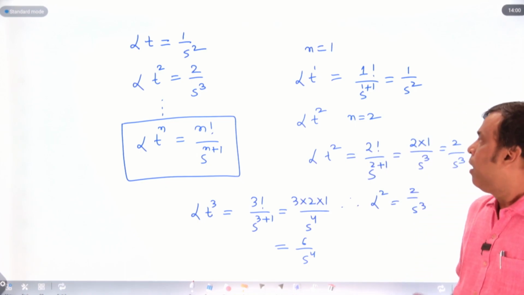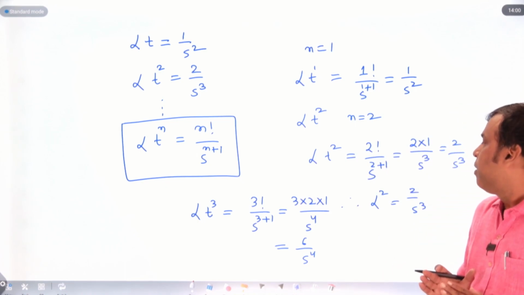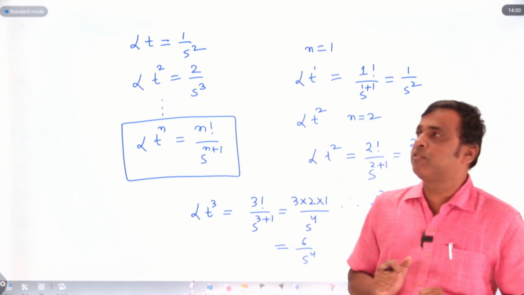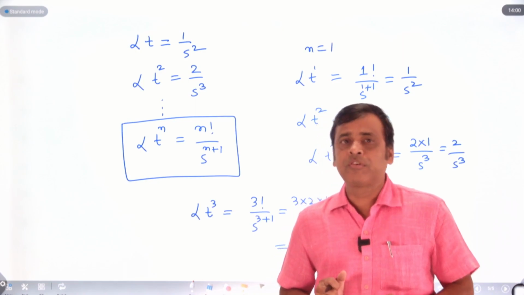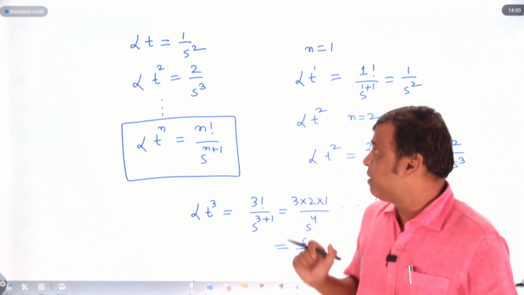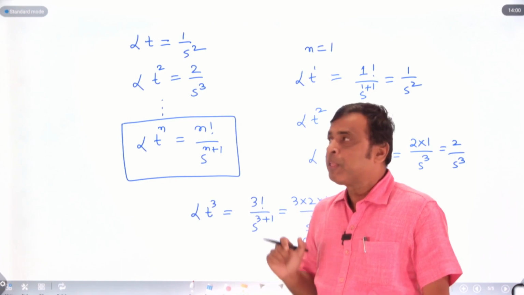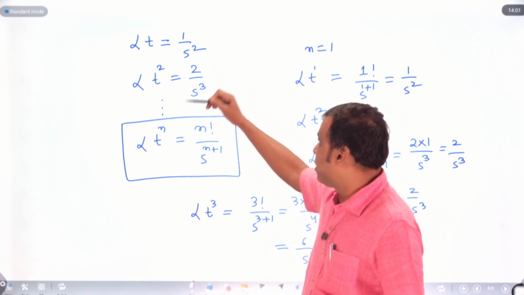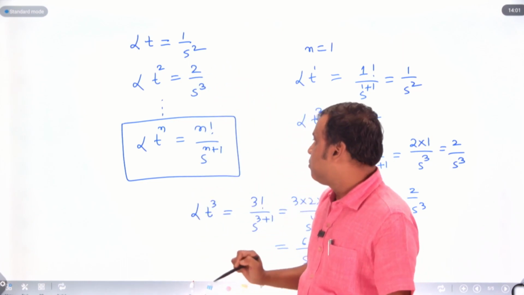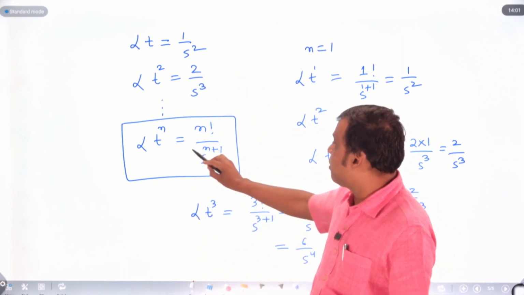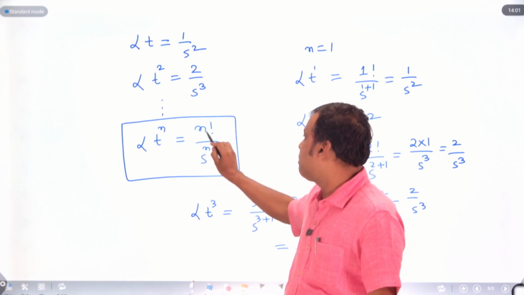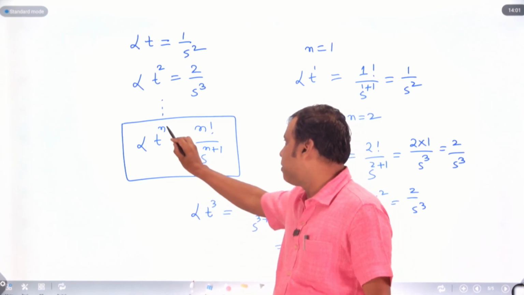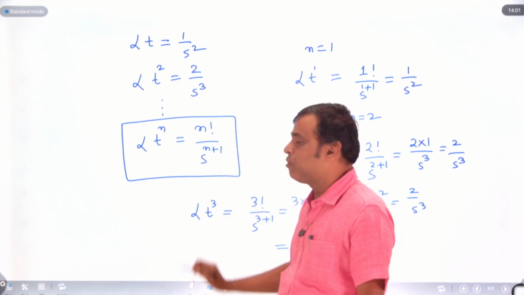So in the Laplace transform, we conclude from the basic functions that the Laplace transform of a constant k is k by s. We have derived the Laplace transform of t as 1 by s square, and the Laplace transform of t square as 2 by s cube. Then we concluded that the Laplace transform of t to the power n is factorial n by s to the power n plus 1.